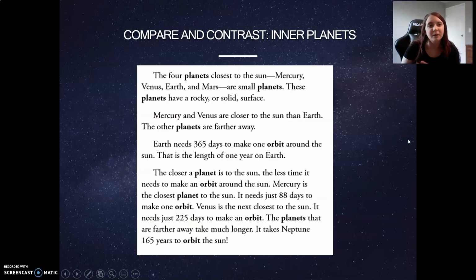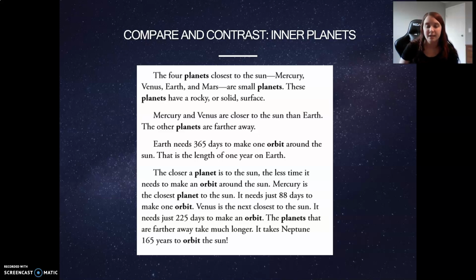I only pulled a little bit because a lot of that chapter kind of broke up by planets, and I wanted to just get something whole that talked about the inner planets. The 4 planets closest to the sun, Mercury, Venus, Earth, and Mars, are small planets. These planets have a rocky or solid surface. Mercury and Venus are closer to the sun than Earth. The other planets are farther away. Earth needs 365 days to make one orbit around the sun. That is the length of 1 year on Earth.